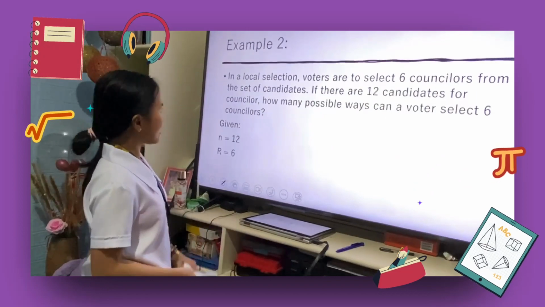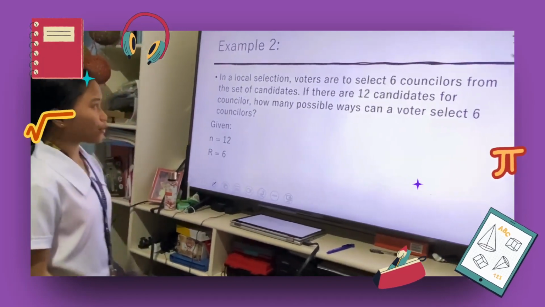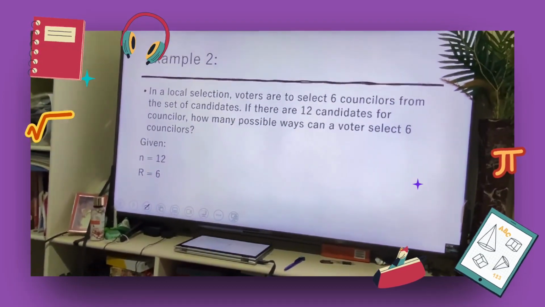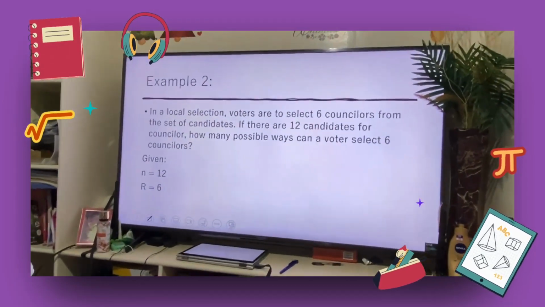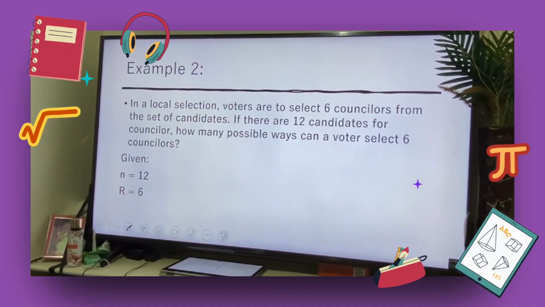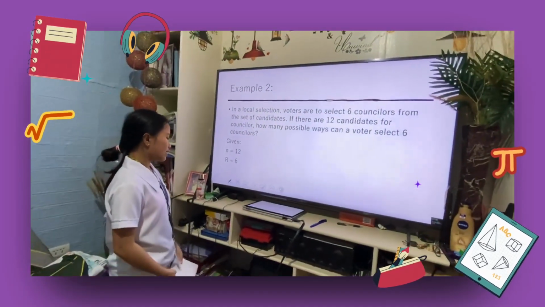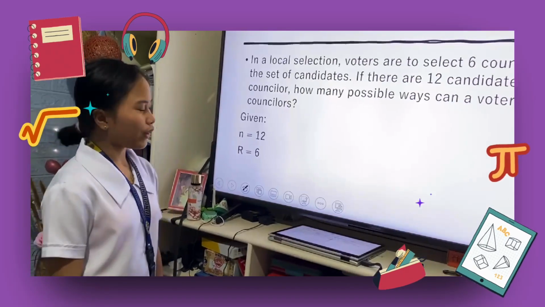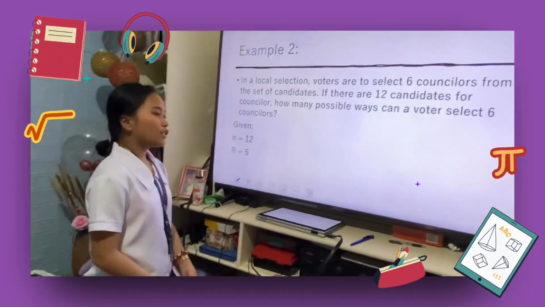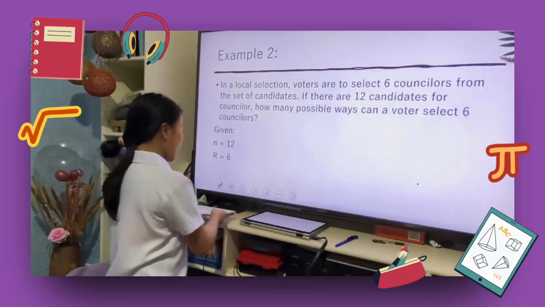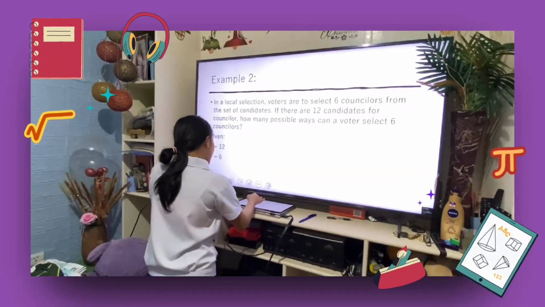So for the next example, in a local election, voters are to select 6 councillors from the set of candidates. If there are 12 candidates for councillor, how many possible ways can a voter select 6 councillors? So the given is n is equal to 12 and r is equal to 6. So for this example, I am going to use the other formula.